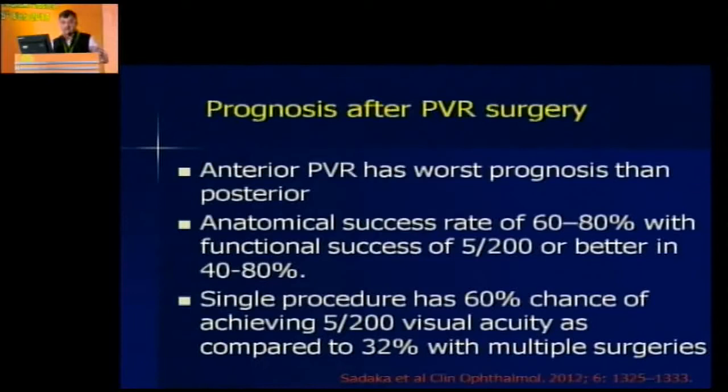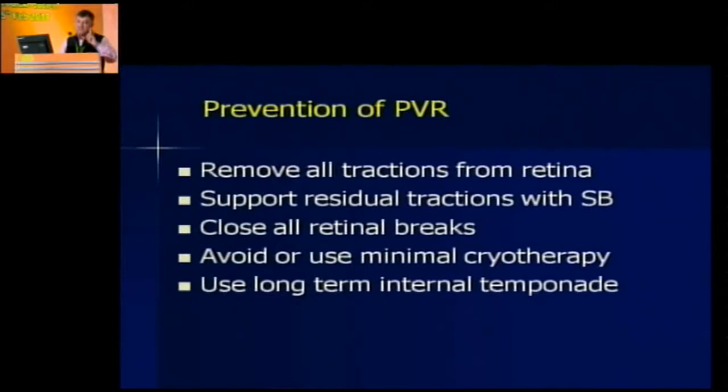As anatomical success may be 60-80%, the functional is much poorer. So most of them may just get less than 6/60 vision. That is what you have to counsel them. And a single procedure has a 60% chance of achieving, maybe, again, less than 6/60. And if you do multiple surgeries, they do even much worse. So basically, prevention is very important.